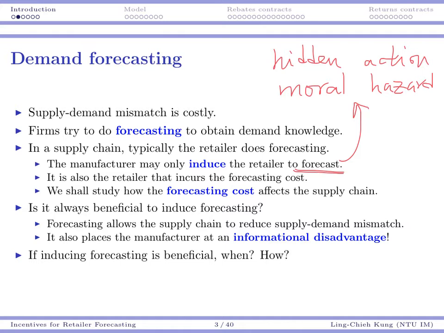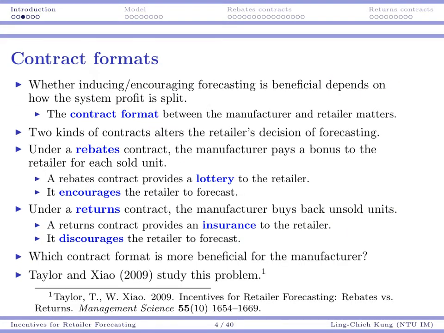Okay? So we want to ask whether it would be beneficial to induce forecasting. And if forecasting is beneficial, when should the manufacturer do that? And what is the most efficient way for the manufacturer to do that? That's the problem. So we will talk about how different kinds of contracts may be offered by the manufacturer as some kind of incentives. Okay? The only way that the manufacturer may affect the retailer's decision is by offering some contracts. In particular, we will talk about rebate contracts and return contracts.